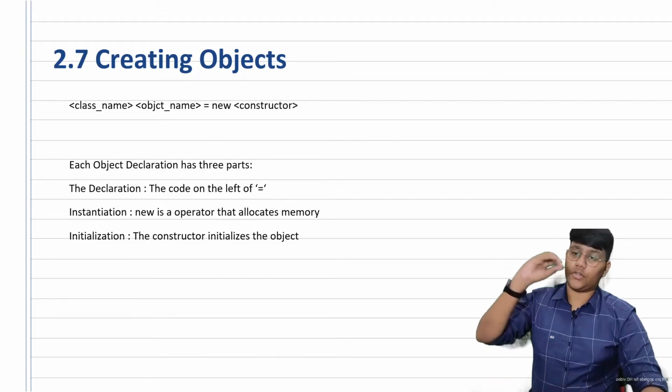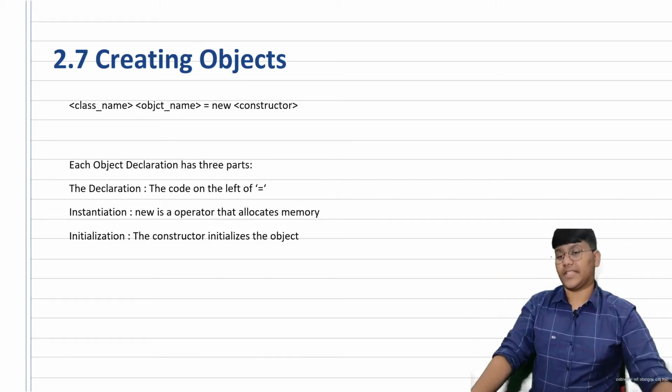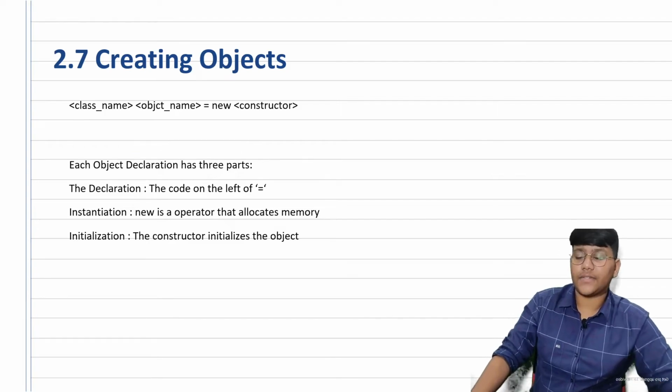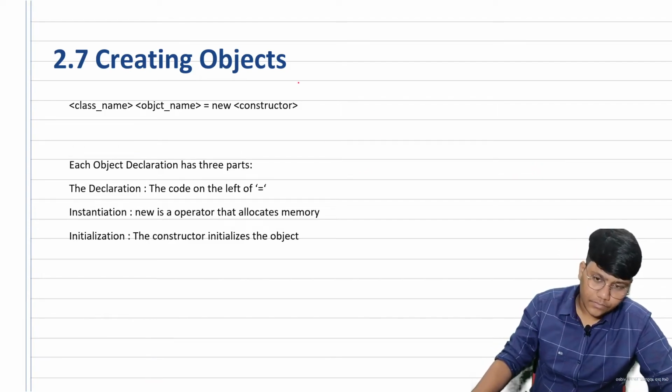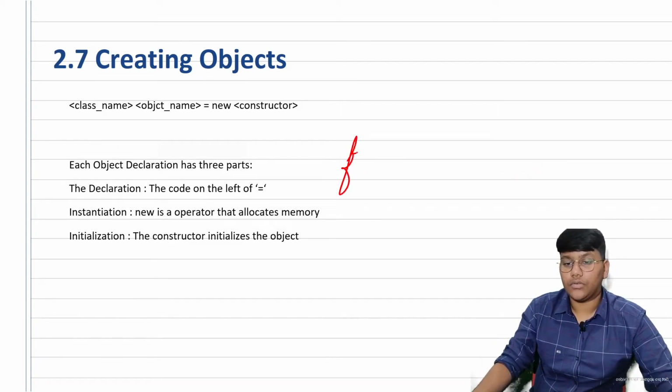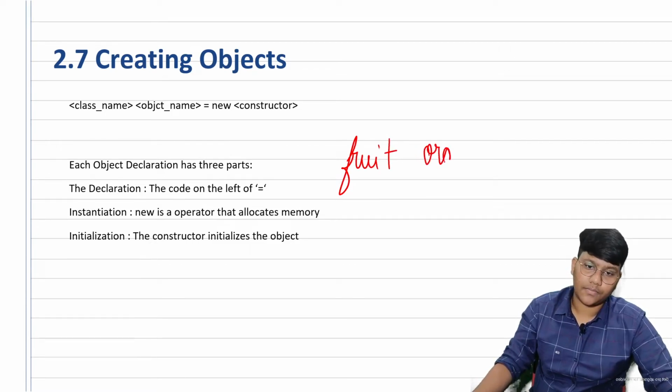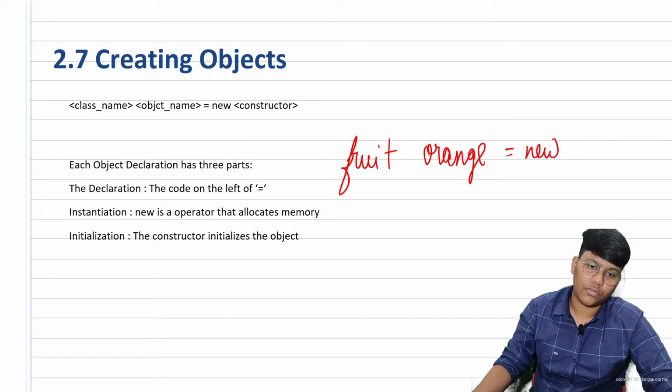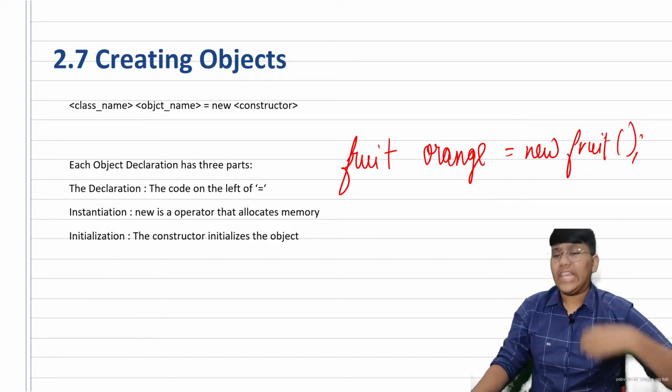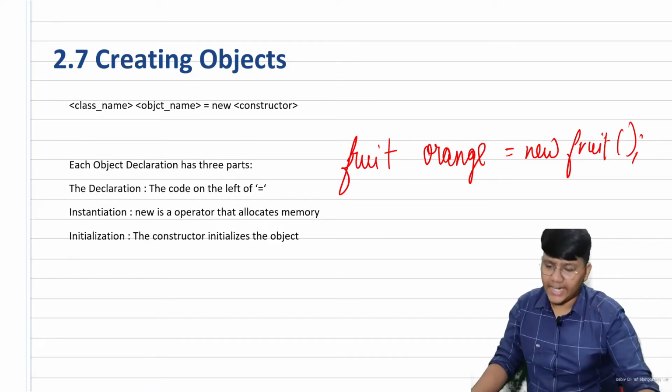Now, topic 2.7, creating objects. First, we write the class name. For example, the class is Fruit, so Fruit, then the object name orange, equals new Fruit. We will learn about constructors ahead.